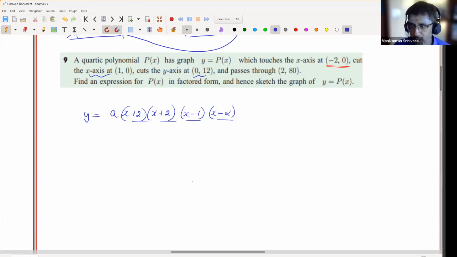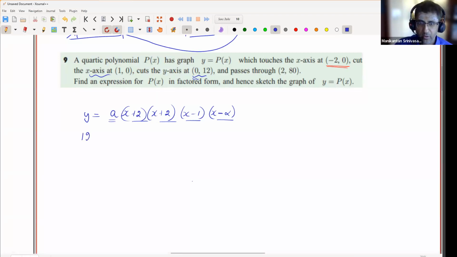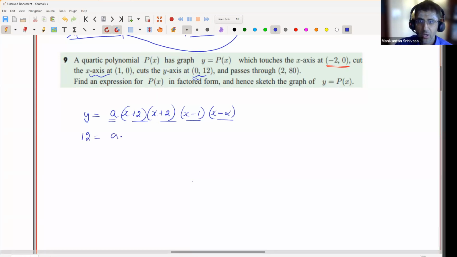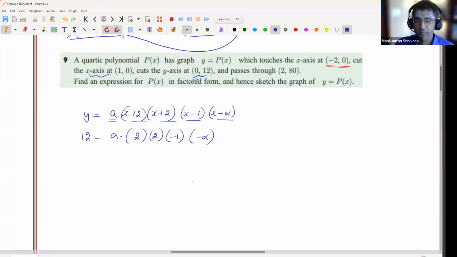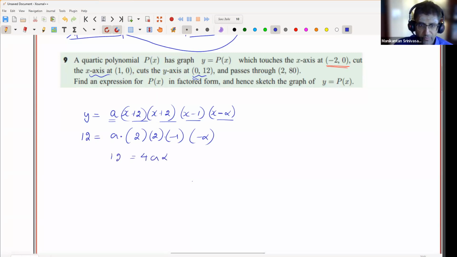So now the first step I was going to come to was this. We'll put x equal to 0 and try to solve, right? But actually that won't give us, so there's an a here at the front as well, right? So when x is 0, y is 12. So I know this is 2 times -1 times minus alpha. So I don't know alpha yet because I only know that this simplifies to 4a alpha on the right hand side equal to 12. So I know that a alpha equal to 3. That's all I know so far.